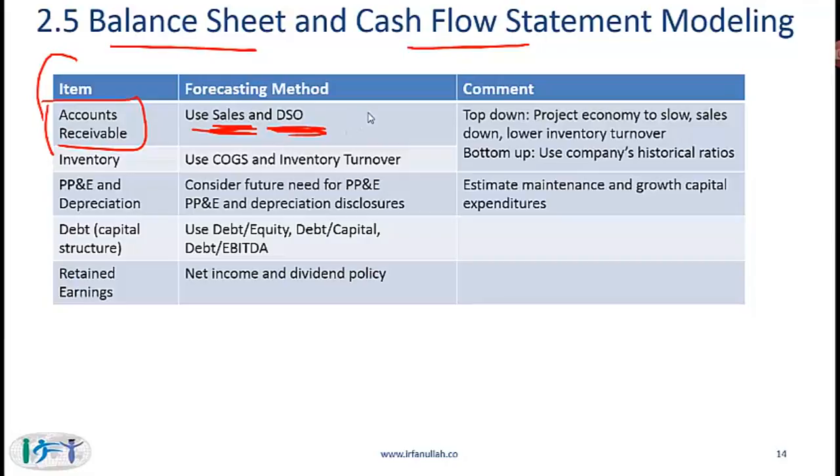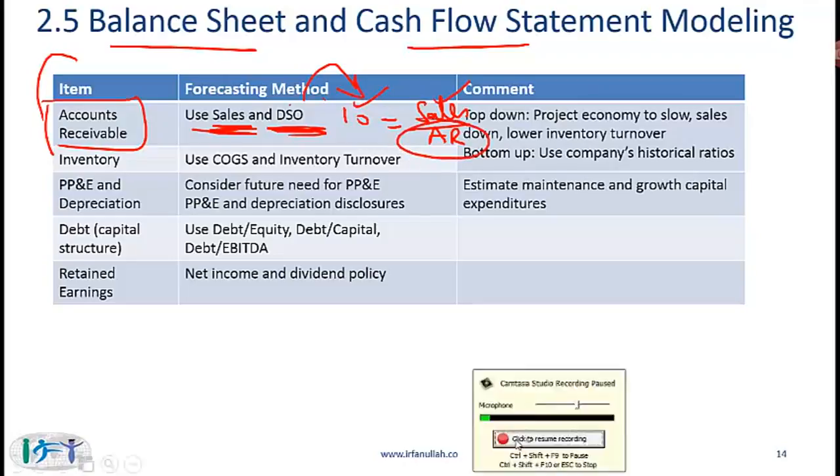So based on DSO, you can come up with receivables turnover. What is receivables turnover? If you have a forecast that your receivables turnover is, let's say, 10, what is receivables turnover equal to? It is sales over average accounts receivable. So if you've already forecasted your DSO, from which you can get the receivables turnover, and you forecasted sales, where did this forecast come from? You've already done this with the income statement. Then you can forecast accounts receivable.